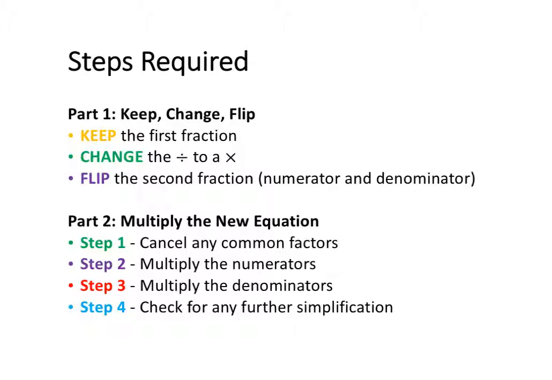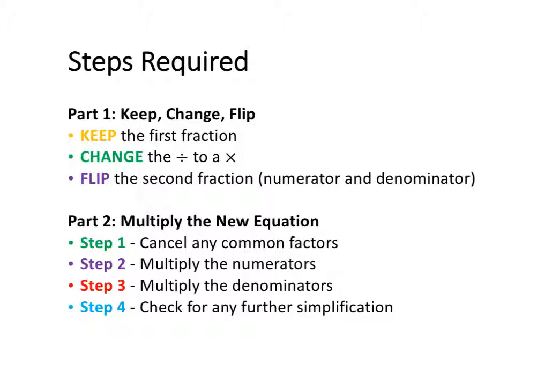The first part of the expression, the first fraction, we want to keep. We do nothing with it, it stays the same. Then the division sign gets changed into a multiplication. And then the second fraction is flipped. So the numerator becomes the denominator and the denominator goes up to become the numerator.